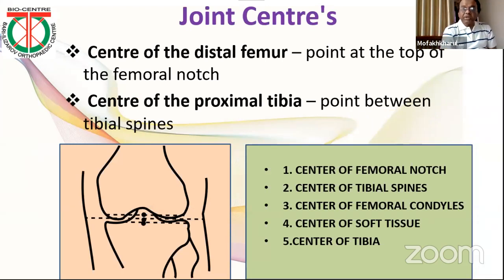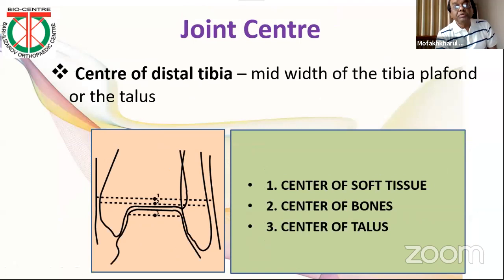The center of the femoral notch, you can see here. Here the center of the tibial spine, the center of the femoral condyles, and the center of the soft tissue. This is the soft tissue here, both sides, and the center of the tibia. These are the five basic things you should know. The joint center, you can see here in the ankle: center of the soft tissue, again center of the bones, and center of the talus. So if you see any shift here, and you know these normal things, then you can easily identify what the problem is.